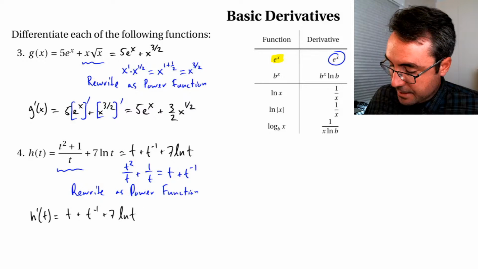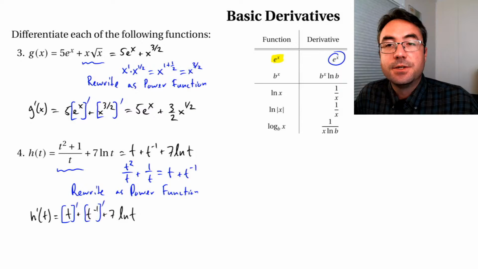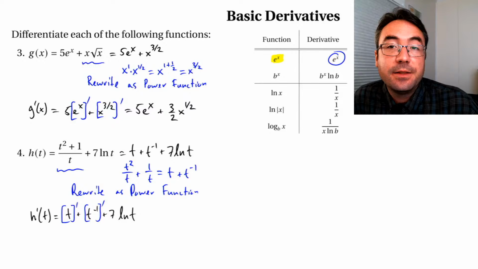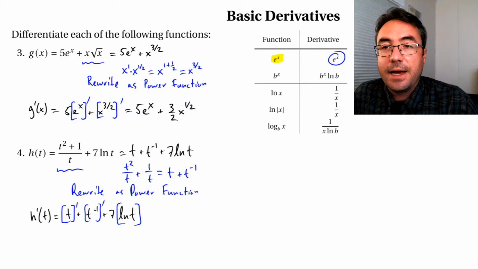And we're just going to go term by term, apply the derivative to each of our variable pieces. So in the first term, we're going to apply the derivative to just the t. In the second term, we'll apply the derivative to t to the minus 1. And then in the last term there, we'll apply it to natural log t.